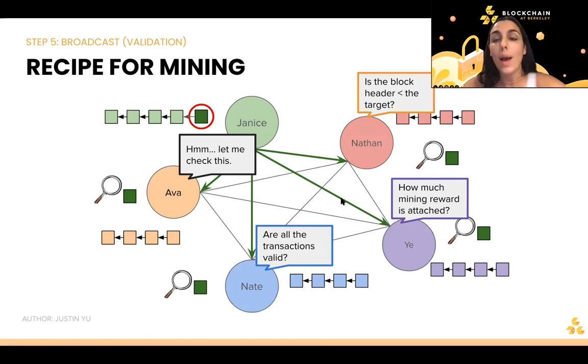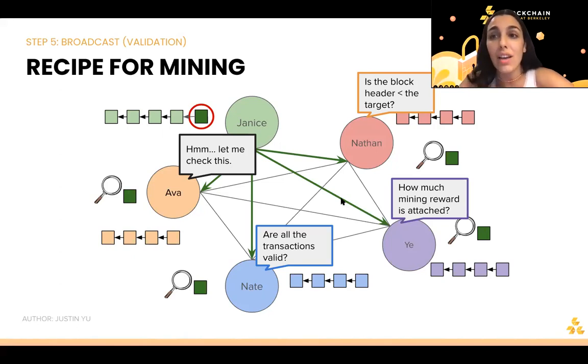And then, so I'm pretty pissed, right? Because I was trying to work on that block. But like I said, it's not in my best interest to not accept Janice's block, because the assumption is that the rest of the network will, if it's a proper block that was mined correctly. And if I don't accept Janice's block, I'm just going to be left behind. I'm going to be mining on a shorter chain than everyone else.